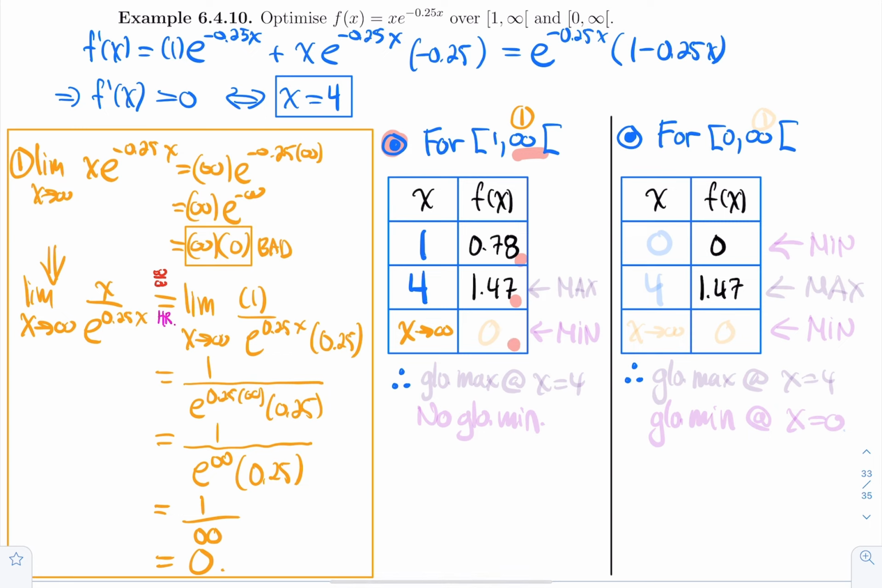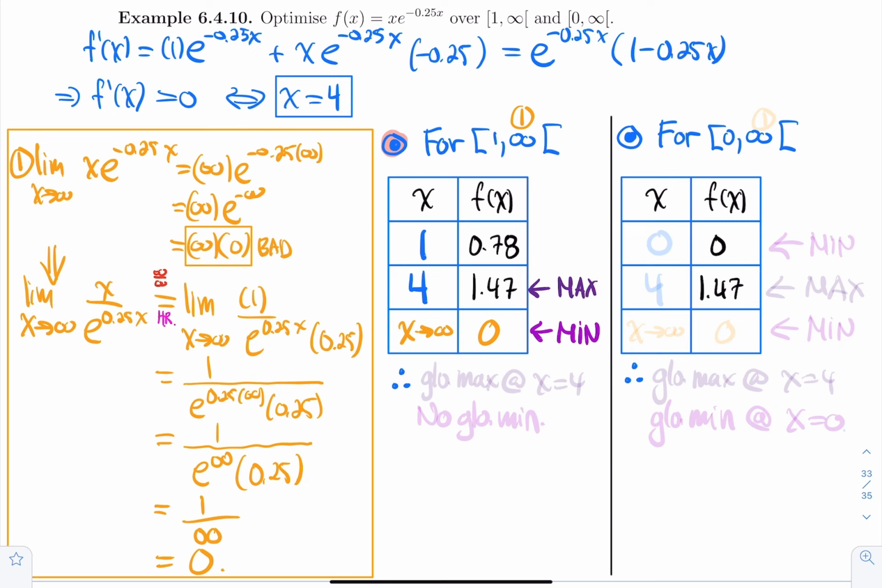So because it's giving you 0 in the table, you know that the limit is 0. When you're going to compare stuff, what is the lowest possible value? Well, the lowest possible value is the 0, which is only reached by the limit, and the biggest possible value is given by 1.47, so this is reached at 4.